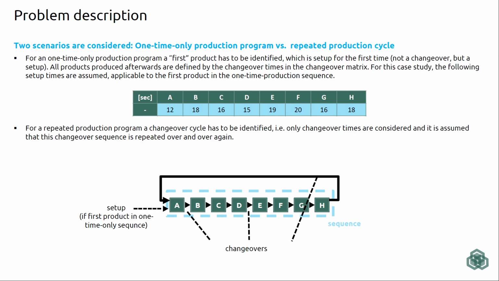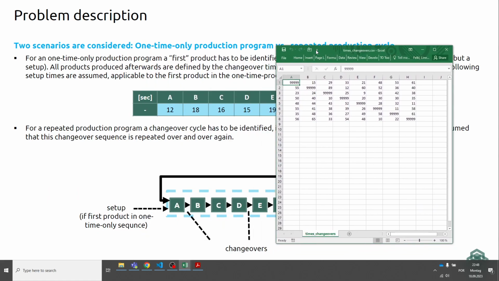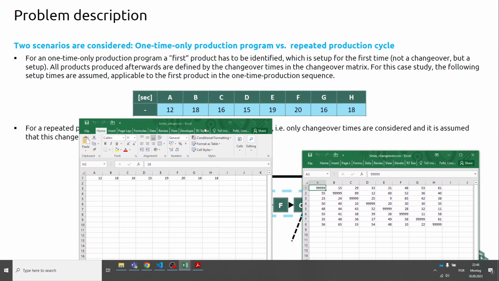And the first thing I need to do is to update the input data. So in this downloadable zip file, there are two pieces of input data that are required. One would be the setup times. So this is nothing else but the setup times that are shown here on the slide. So each column would be one product type, and the value contained by the respective cell would be the setup time in case this product type is the first product to be produced on the machine. And this is relevant input information if you want to solve the one-time only production program.